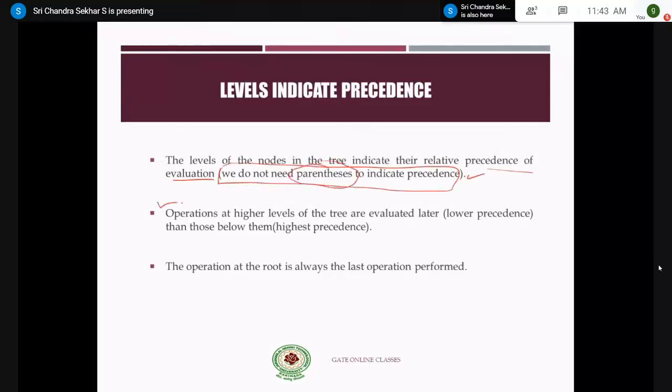Next, operations at the higher levels of the tree are evaluated later. That is, they have the lowest precedence. Then those below them, that is, the lowest levels, have the highest precedence. Very important point, right? Now, the operation at the root is always the last operation performed. That is, the root has the lowest of lowest precedence, right?